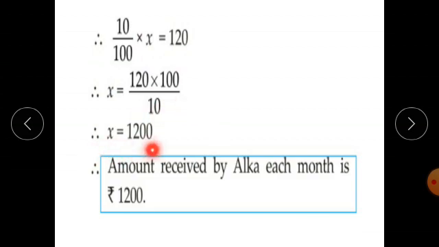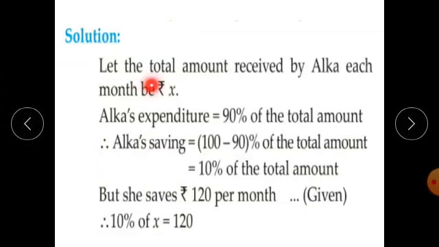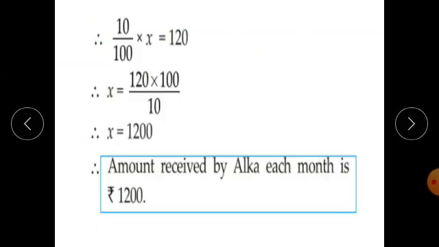Therefore, x equals 1200. But what is x? The total amount received by Alka each month. Therefore, the amount received by Alka each month is rupees 1200.